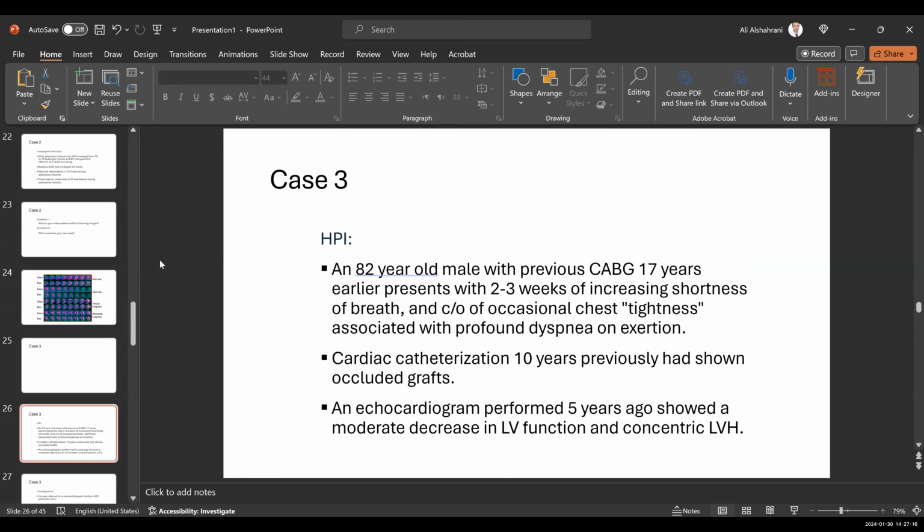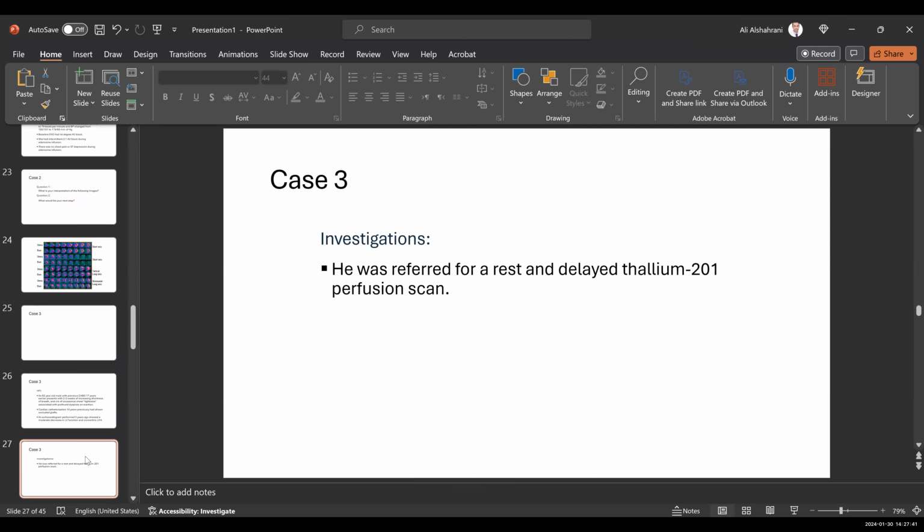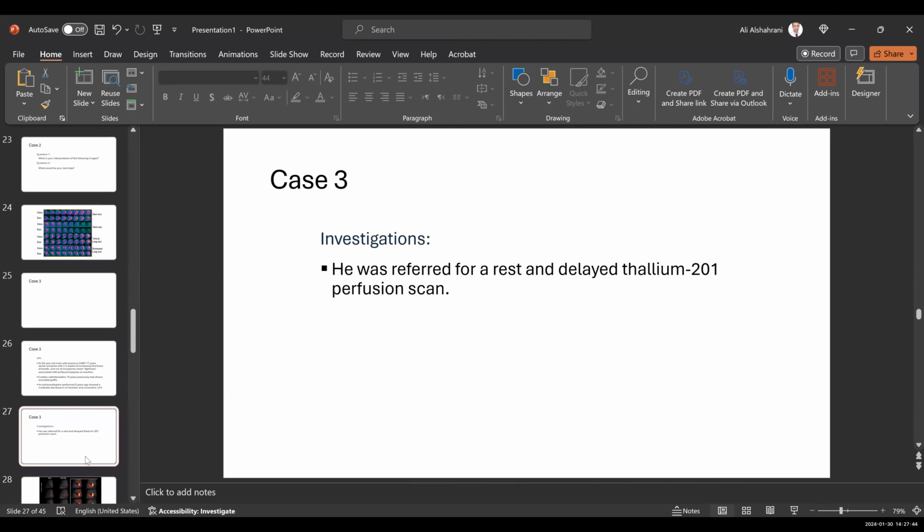This is an 82-year-old male patient with a previous CABG 17 years earlier, presents with 2 to 3 weeks of increasing shortness of breath, complaining of occasional chest tightness associated with profound shortness of breath on exertion. He had a prior cardiac cath that showed occluded grafts. An echocardiogram performed 5 years ago showed moderate decrease in LV function and concentric LVH. For investigation, he was referred for a rest and delayed thallium scan.